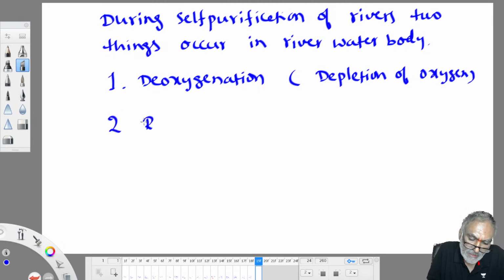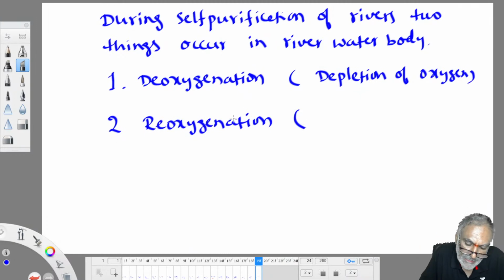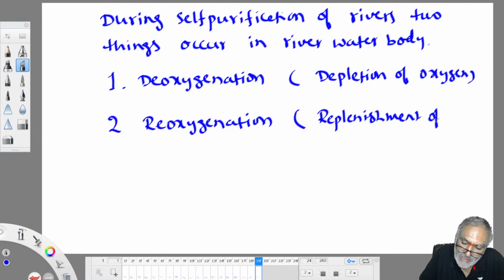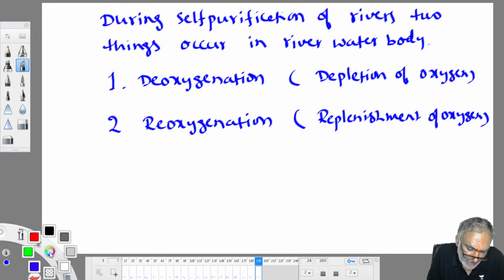Second one is reoxygenation. Why does reoxygenation occur? Because the water body is exposed to atmosphere. Deoxygenation occurs due to disposal of effluent, because bacteria present in that effluent use oxygen present in the water body, causing depletion. And because of continuous exposure to atmosphere, reoxygenation also occurs. That is called replenishment of oxygen. So on one side oxygen is used up, on the other side oxygen is filled up. The usage is called deoxygenation, the filling is called reoxygenation, technically.